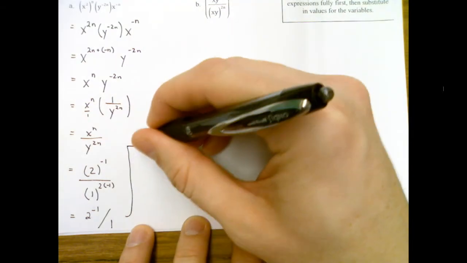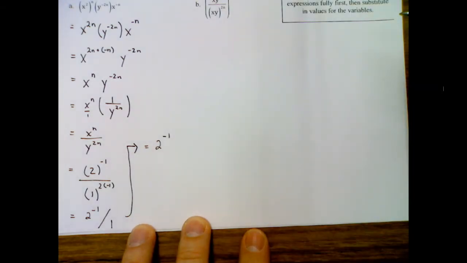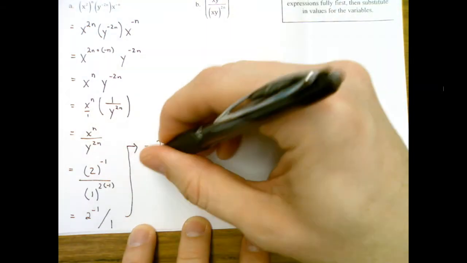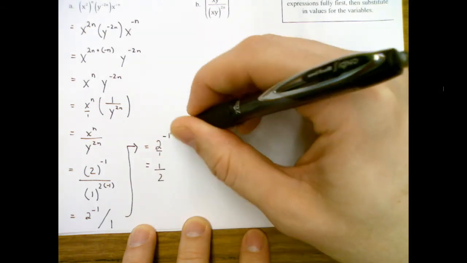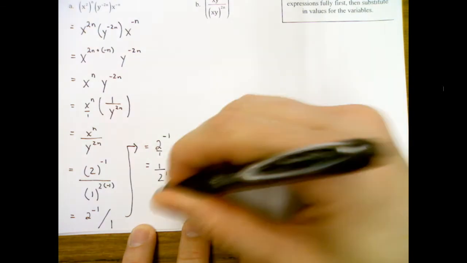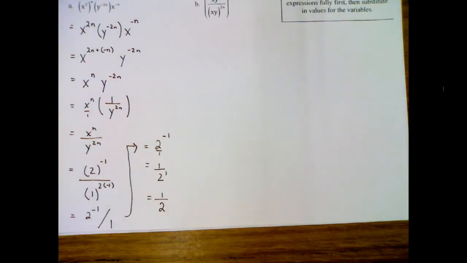Which is just 2 to the exponent negative 1. And 2 to the exponent negative 1 expressed as a positive power, we would take the base, flip it, and change the sign to positive 1, which is just 1 over 2 to the exponent 1 is 2. So that whole thing simplifies down to a half.